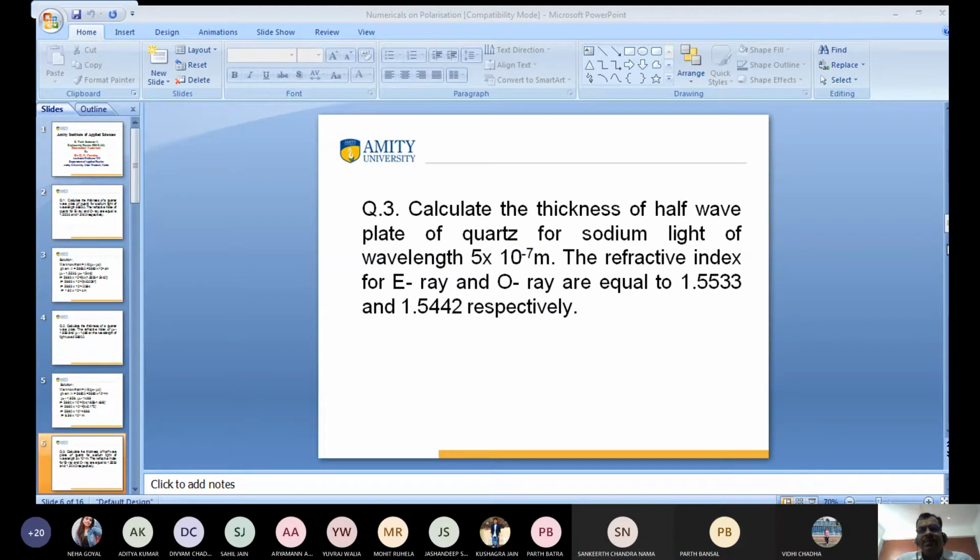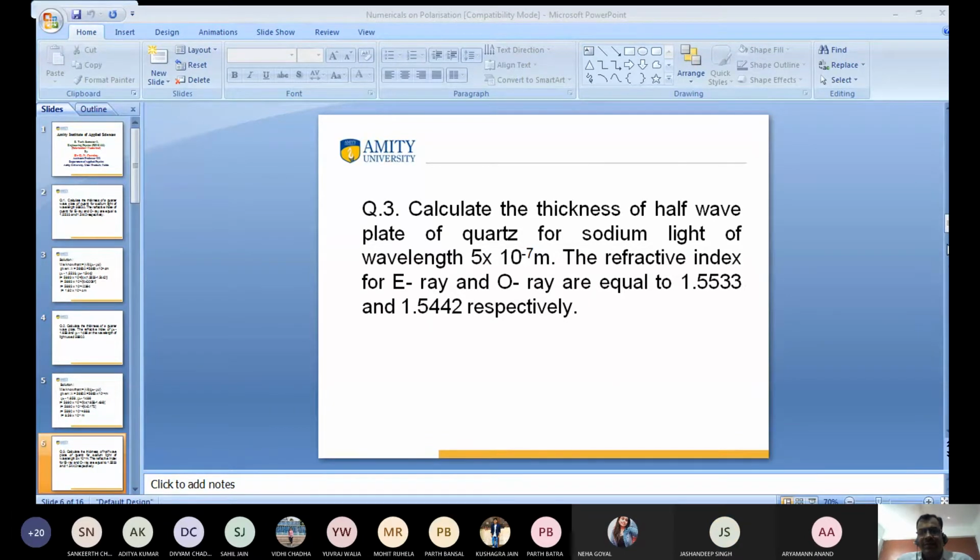Jasandeep, what is the answer? Sir? Yes, Arman. Is the answer 1.620 into 10 to the power minus 5 meters? Mine is also the same. Good, Neha, don't worry. Jasandeep, what is the answer? Sir, 2.74 into 10 to the power minus 5 meter.